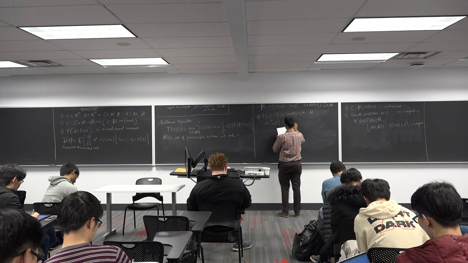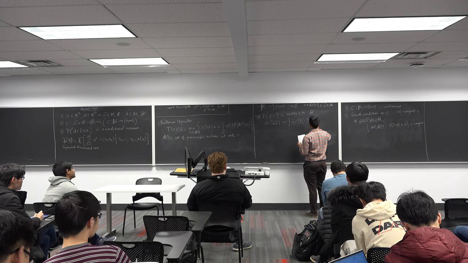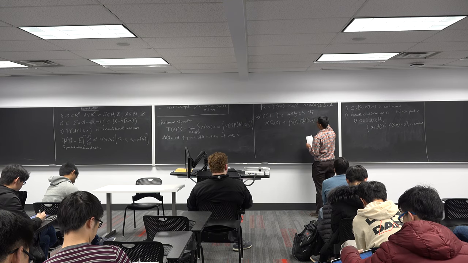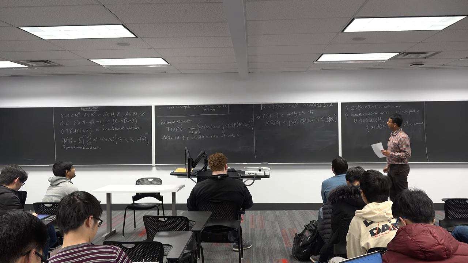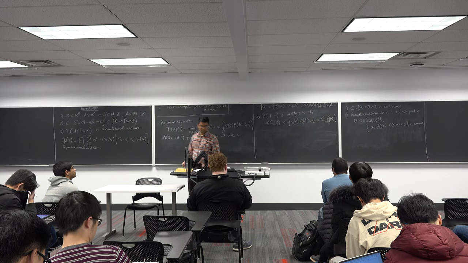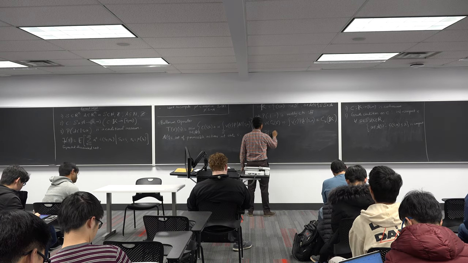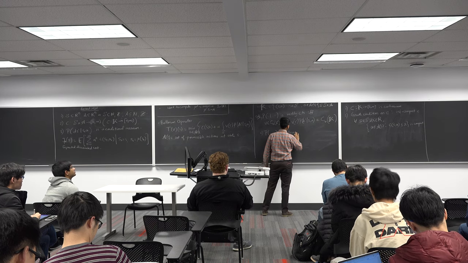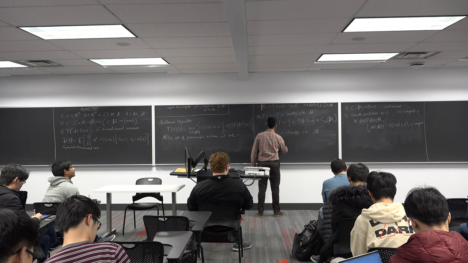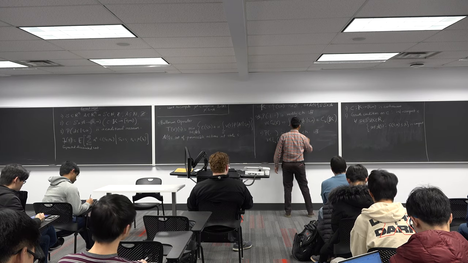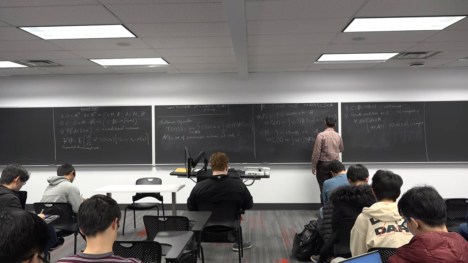V is in CB of S implies the integral of V of S prime, P of dS prime given S, A, is in CB of K. That's definition number one. Definition number two: P is strongly continuous. V is in LB of S implies the integral of V of S prime, P of dS prime given S, A, is in CB of K.